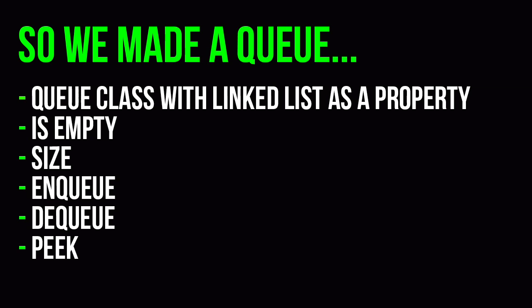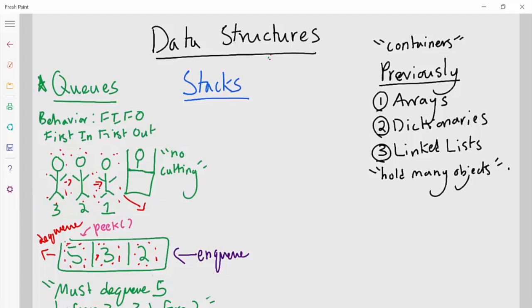You had peek, you had enqueue, you had dequeue, you were messing with numbers. It was great. It was like standing in a line at Disney. Now we are going to move on to stacks. Stacks can be built from linked lists as well, but they operate in a different form.